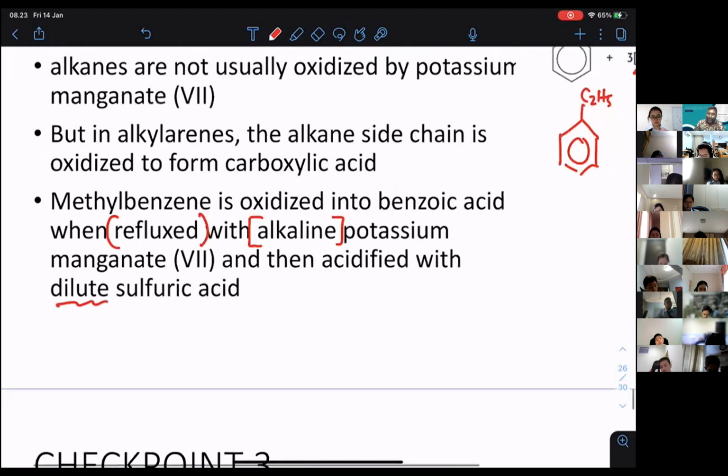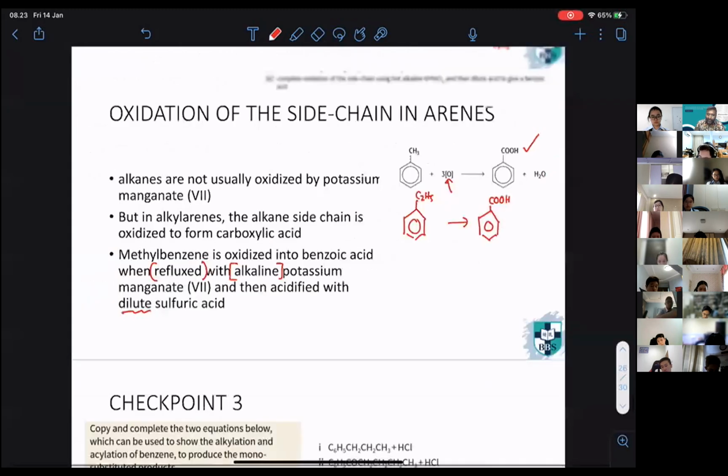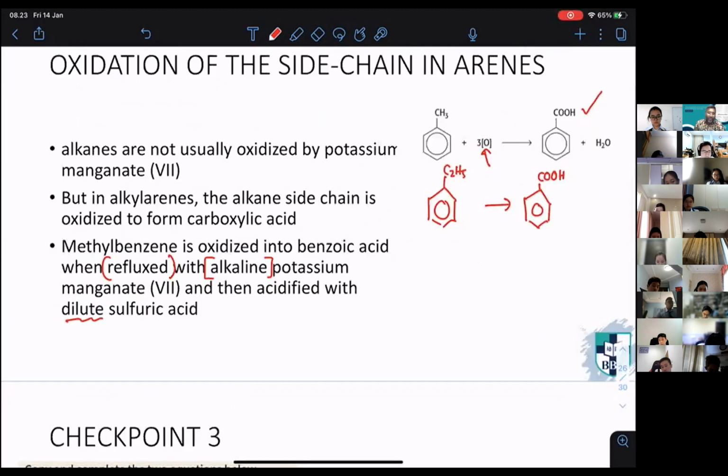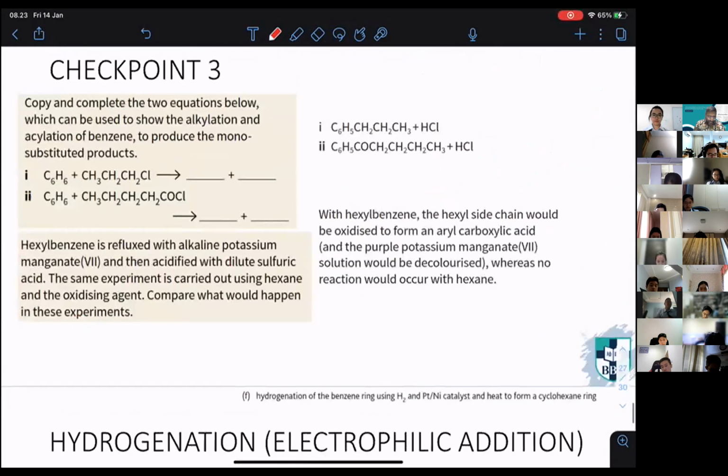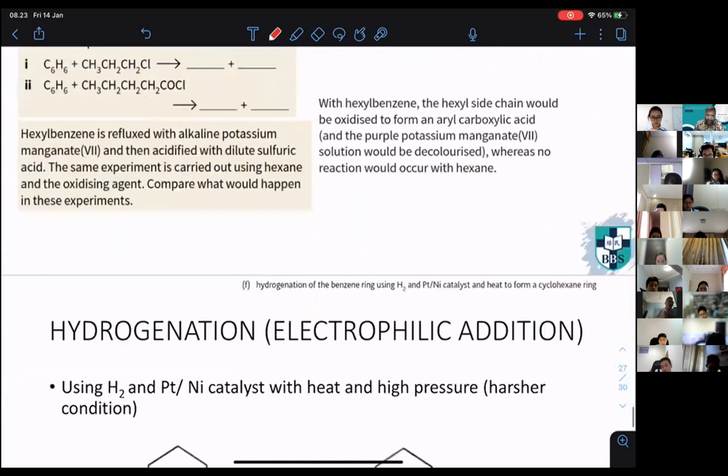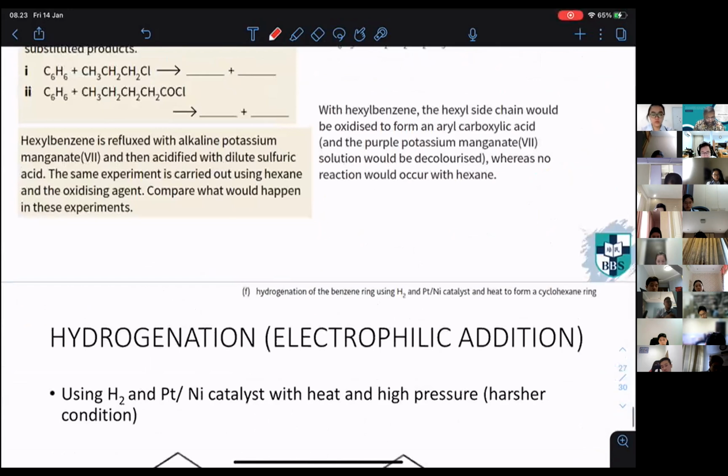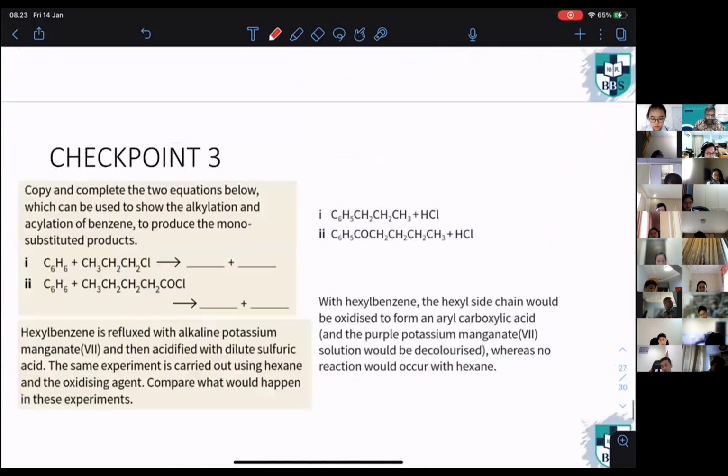Okay, so that is the oxidation of the side chain. Don't forget, benzene cannot be oxidized. Benzene cannot be oxidized. Only methyl benzene or alkyl benzene can be oxidized. Please remember that. The checkpoint you can do yourself, so I'll just move on. I think this one we can do. Okay, we still have time.